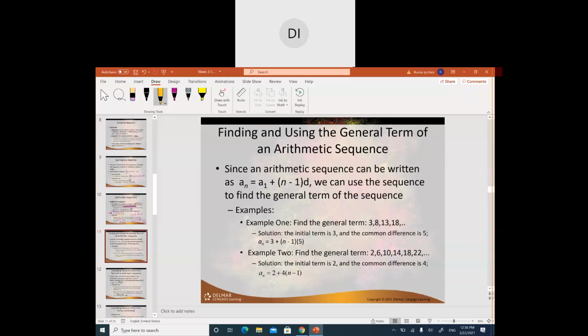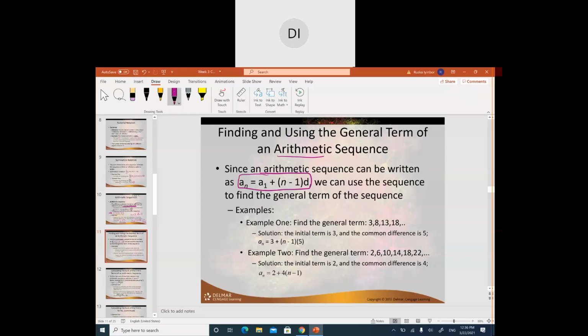So here, finding and using the general term. So the general term, this is your formula. Okay, we're going to use this formula, and I have it in the formula sheet. So if it's an arithmetic sequence, this is the formula. Okay, and we need to do whatever they ask you to do.